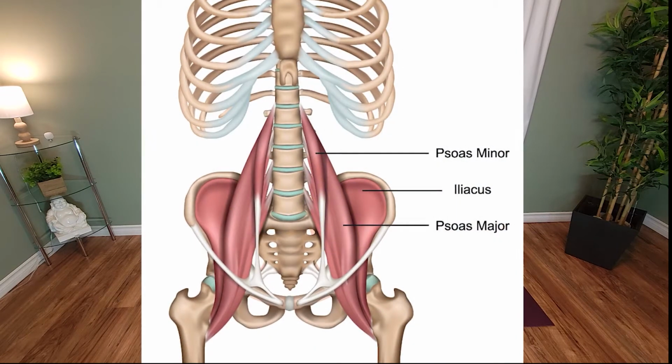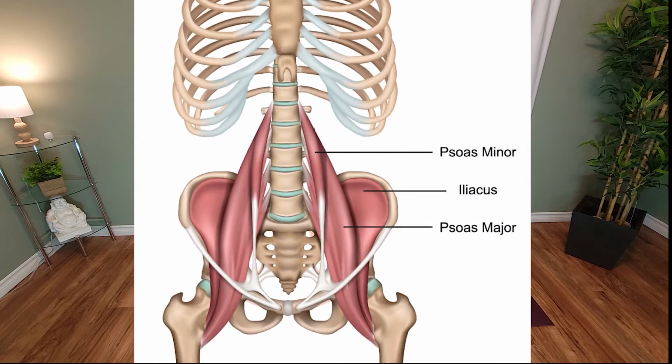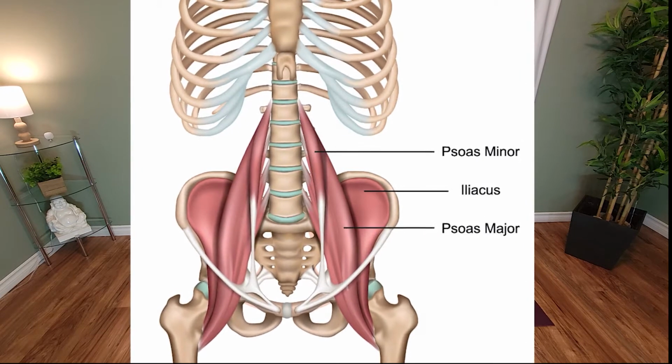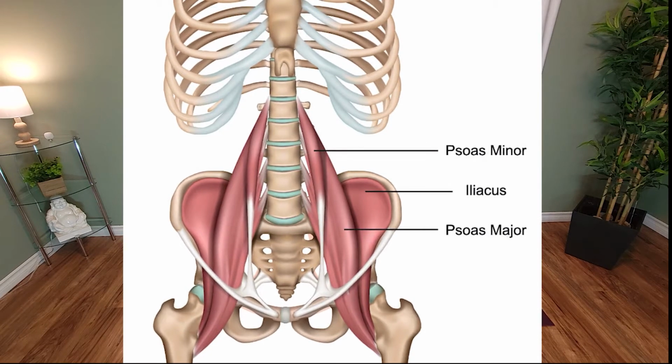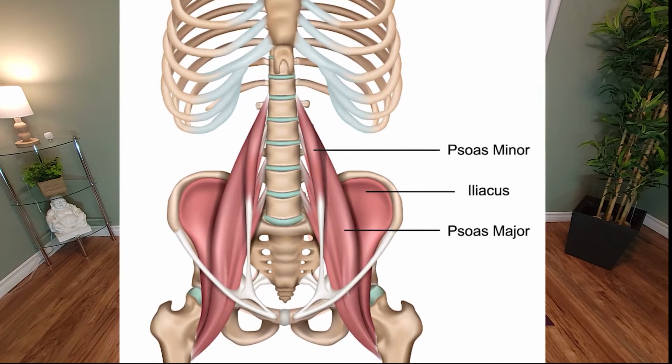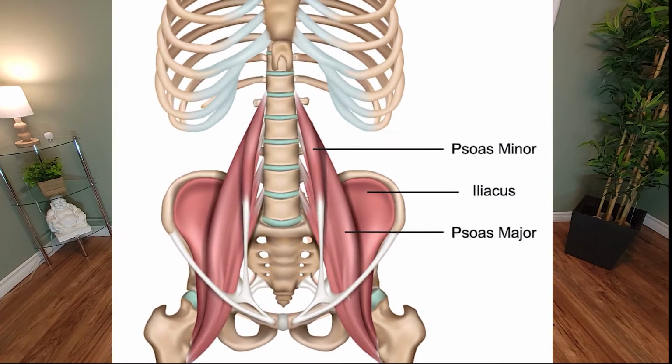Now, psoas has two layers. The deepest layer attaches to the transverse processes of the lumbar spine, L1 to 5. The superficial layer of psoas originates from the lateral sides of the lowest spine, from T12 to L5, and into the intervertebral discs. This is very important to remember.